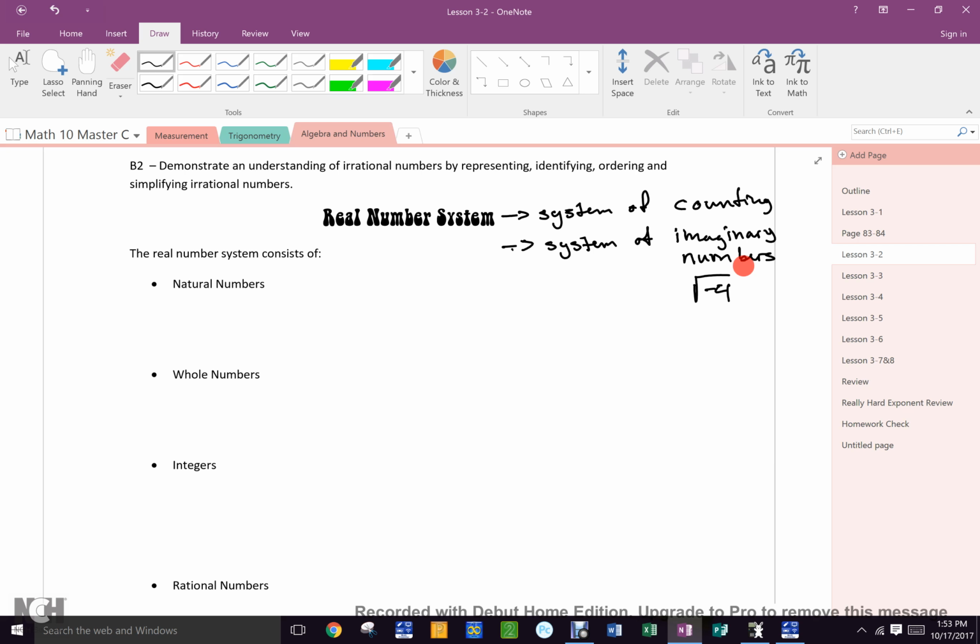So forget about them. But we still have to call the regular numbers the real numbers. We will start with the natural numbers. The natural numbers are what I like to call counting numbers.